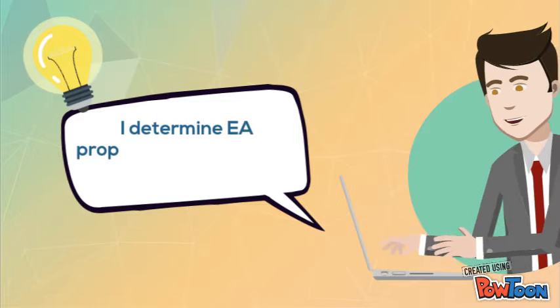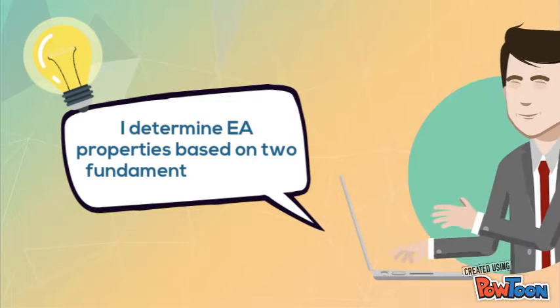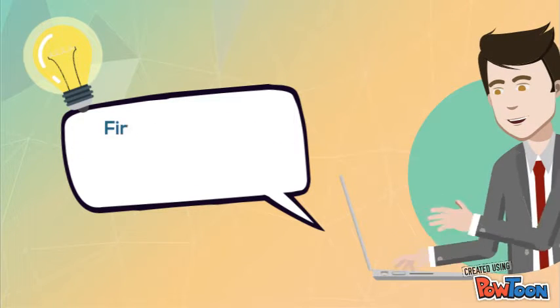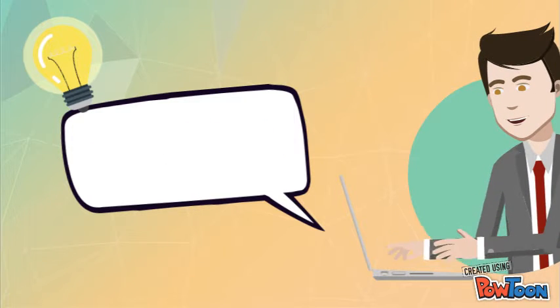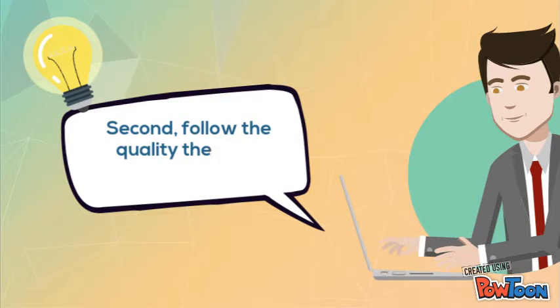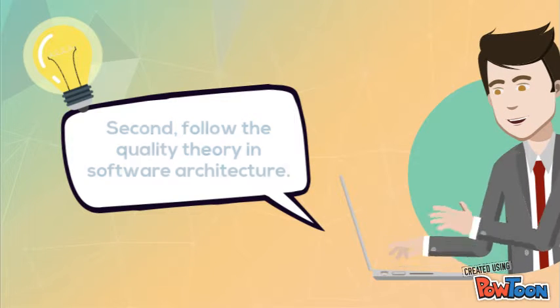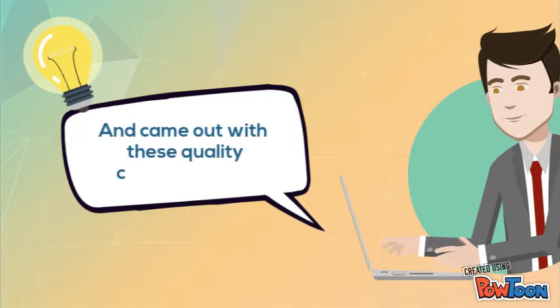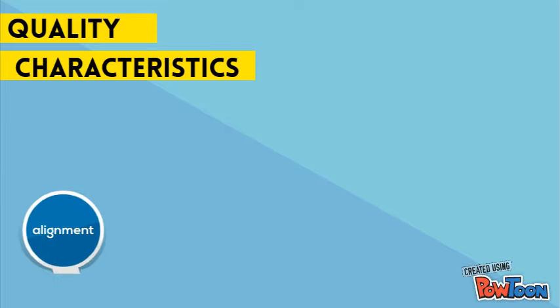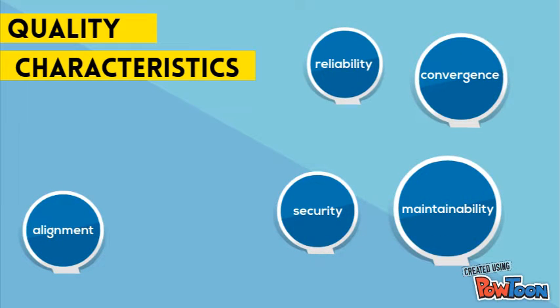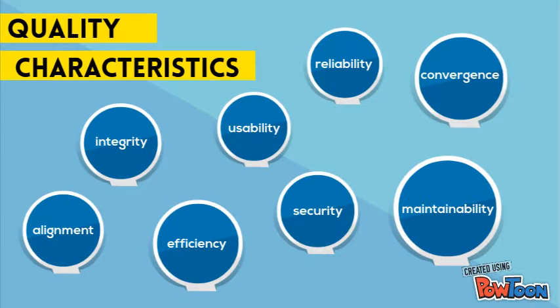There are two fundamental concepts that we should look at when we determine EA properties. First, based on the determined purposes and definitions. Second, follow the quality theory in software architecture. And now, let's look at the result of these studies. The proposed quality characteristics include alignment, convergence, maintainability, security, reliability, efficiency, integrity, and usability.